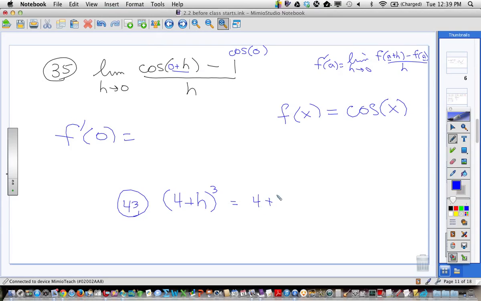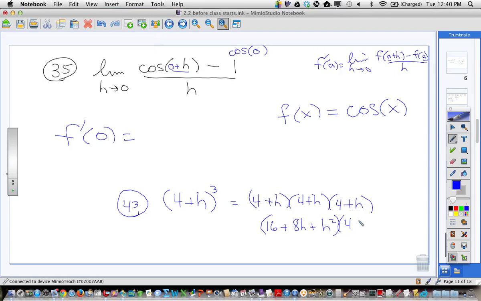One way to do 4 plus h cubed is to simply write it out. This is probably the way most of you would pick, and I would say that's a good idea. And then you just have to FOIL that, right? So you FOIL that like so.